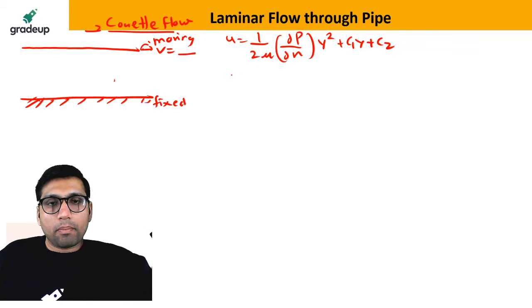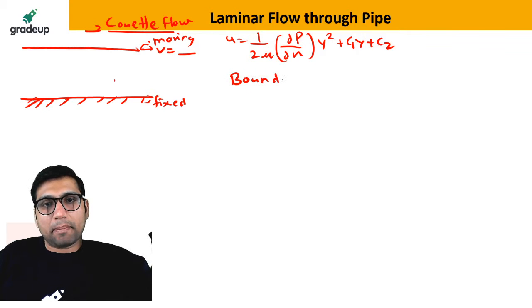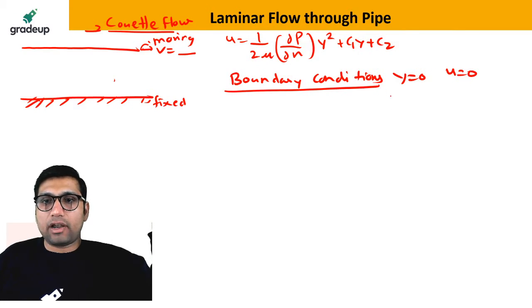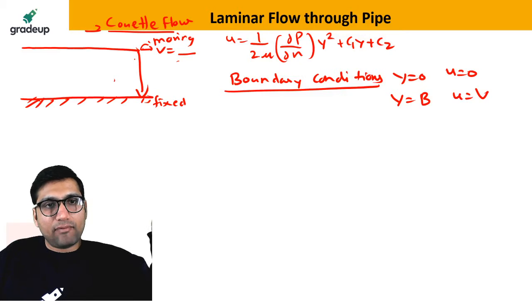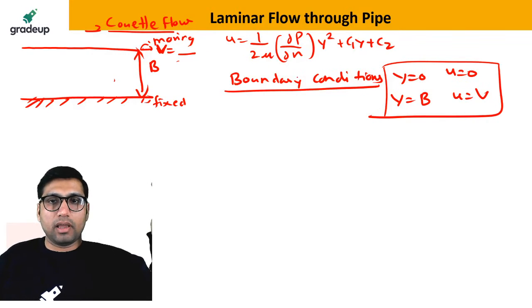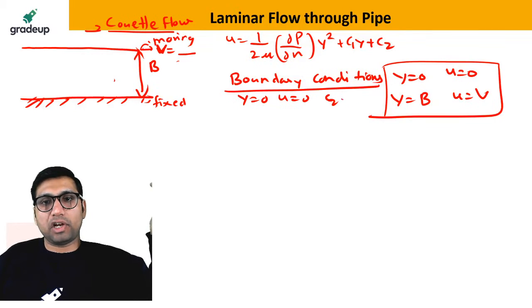For this, your boundary conditions will be different. What will be the boundary conditions? At y is equal to 0, u will be 0, and at y is equal to b, u will be equal to v. That is, when y becomes equal to b, the local velocity becomes equal to the velocity of the moving plate. So this is the boundary condition that changes. If you apply the condition y is equal to 0, u is equal to 0, you will get C2 is equal to 0.